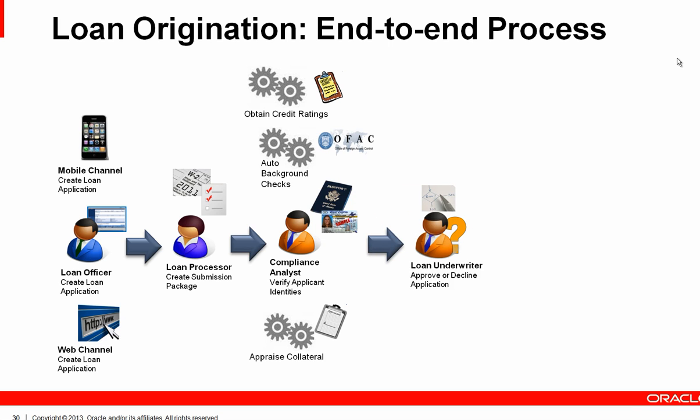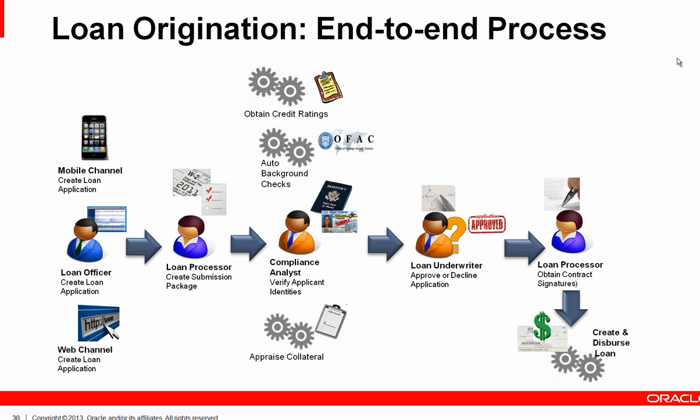Then a loan underwriter that, based on all the available documentation and information, including, for example, credit ratings, background checks, and collateral, will decide to approve or decline the application. And finally, a loan processor that will obtain contract signatures from the customer. And all of this at the end will result in creating the loan in the system that will service the loan, that will calculate the principal and interest each month.